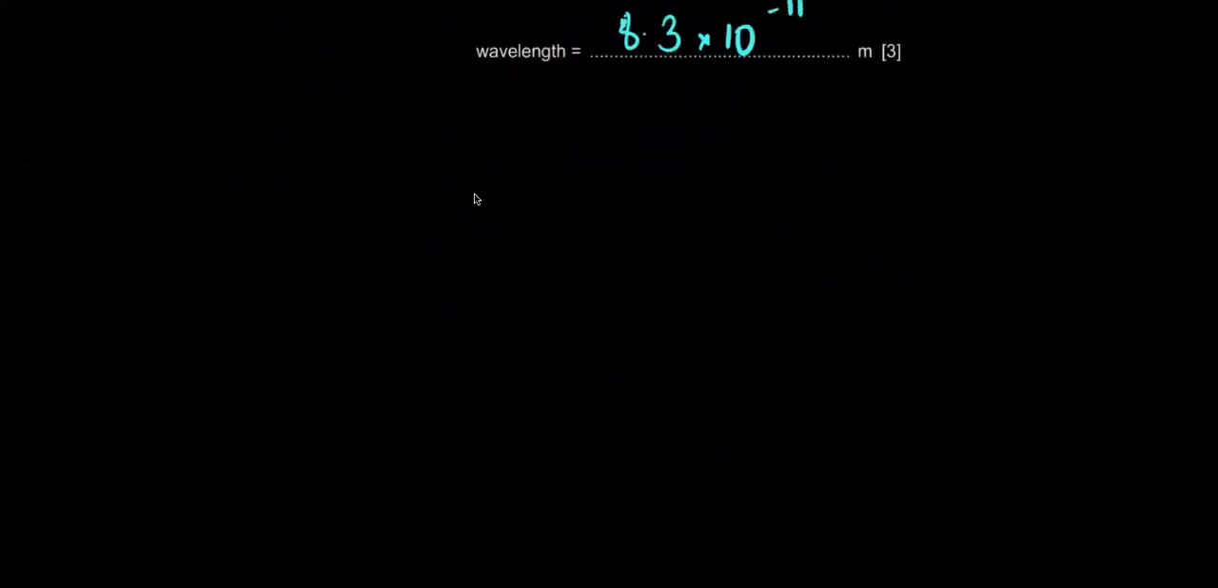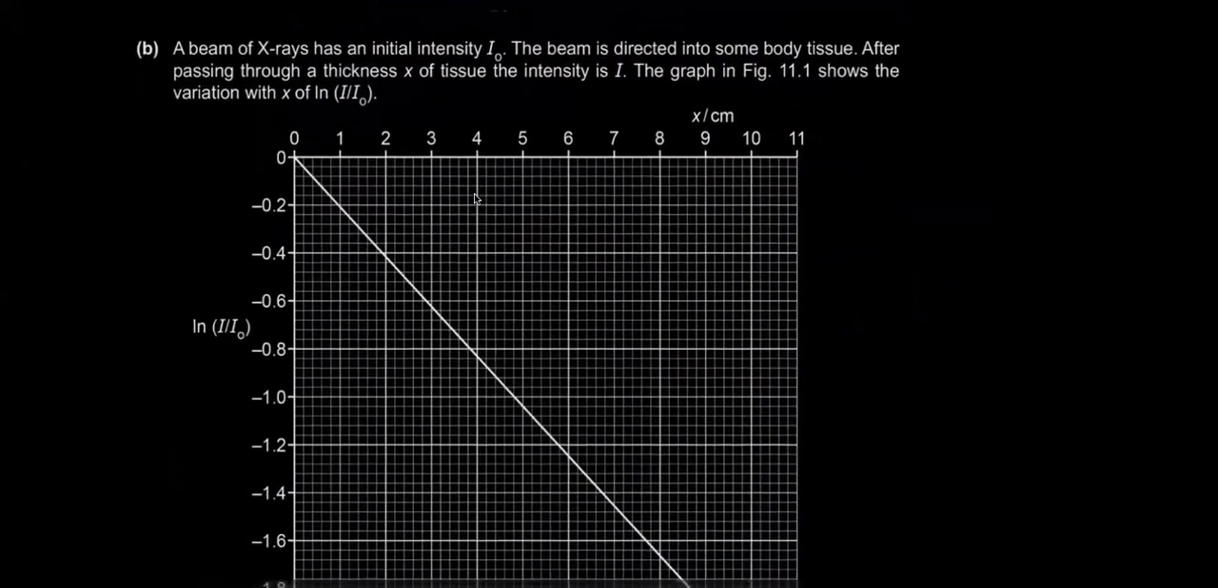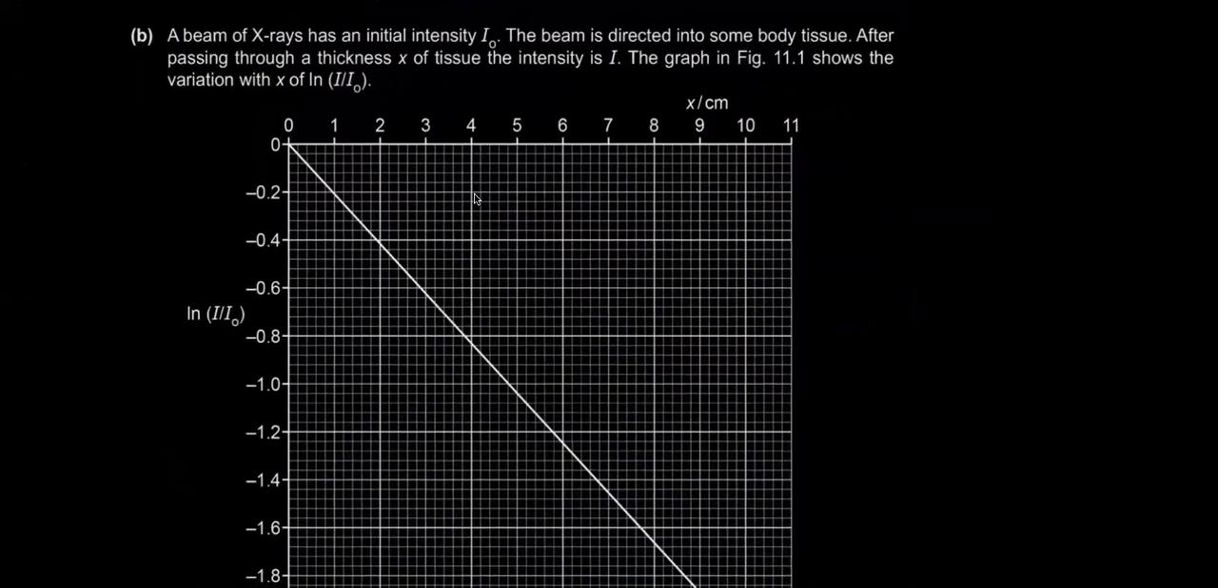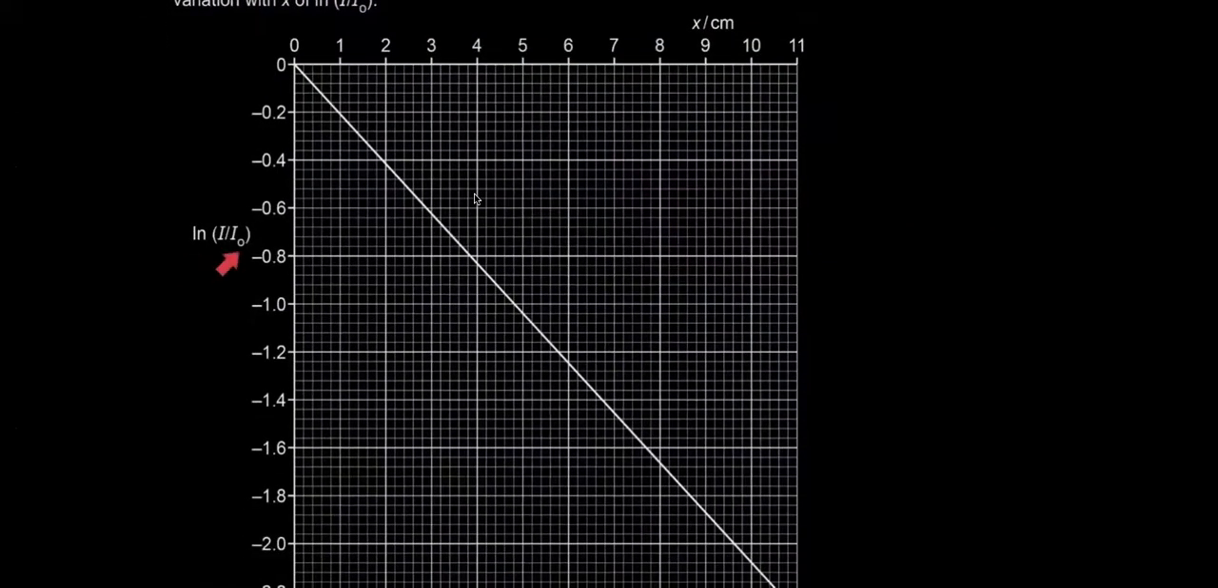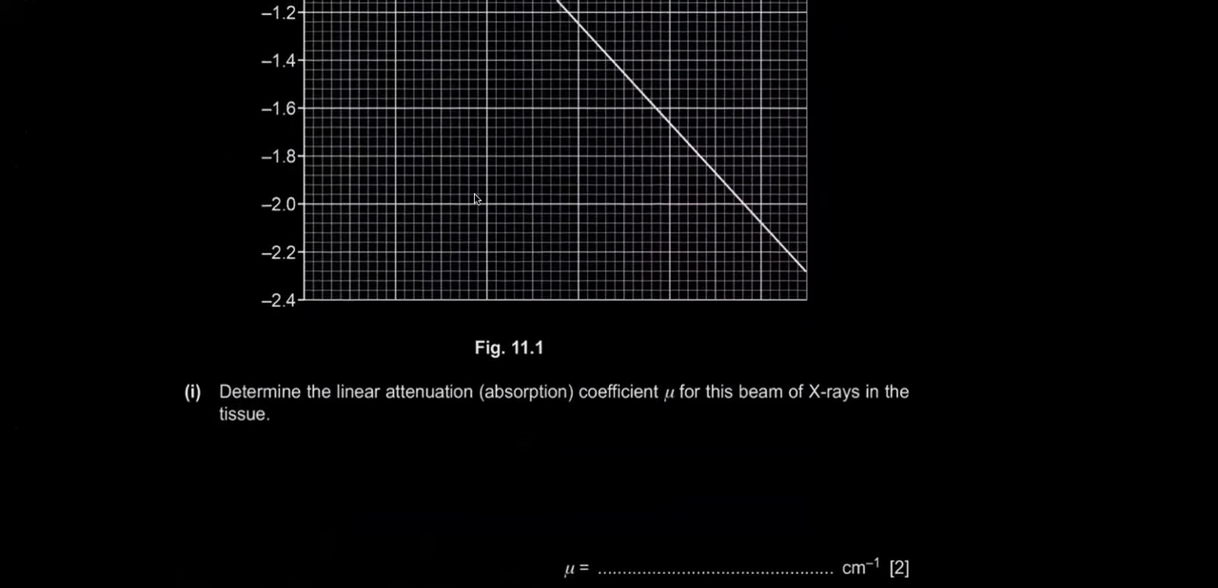A beam of X-rays has an initial intensity I naught. The beam is directed into some body tissue. After passing through a thickness x of tissue, the intensity is I. The graph in figure 11.1 shows the variation with x of ln(I upon I naught). So in one of the previous papers as well, we've looked at a graph which had a ln on the y-axis, and you have x in centimeters. Determine the linear attenuation coefficient for this beam of X-rays in this tissue.